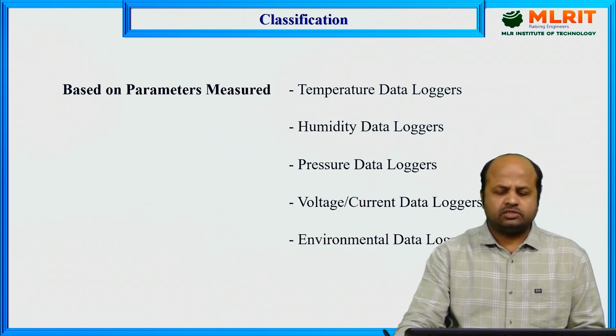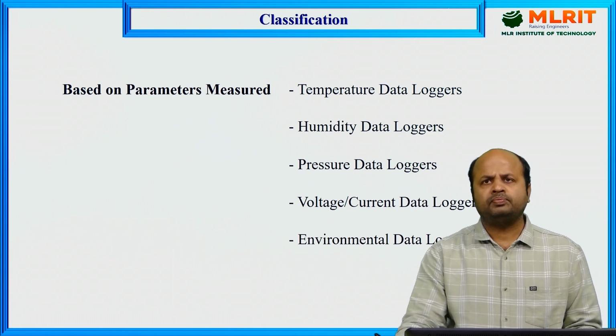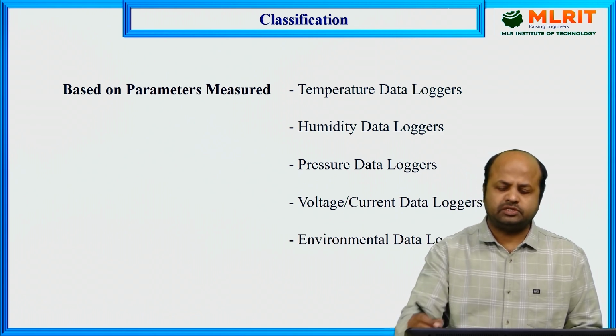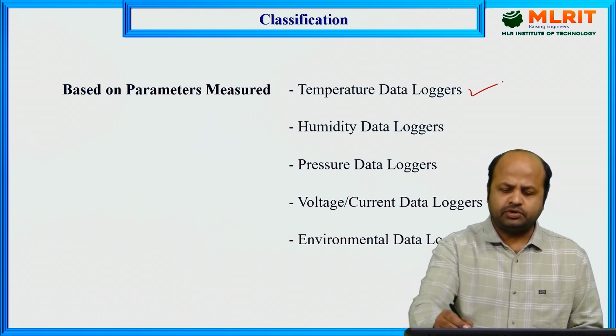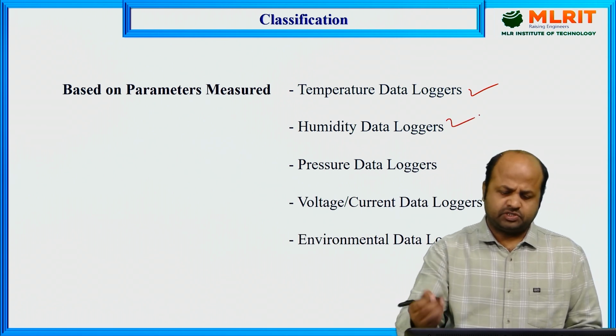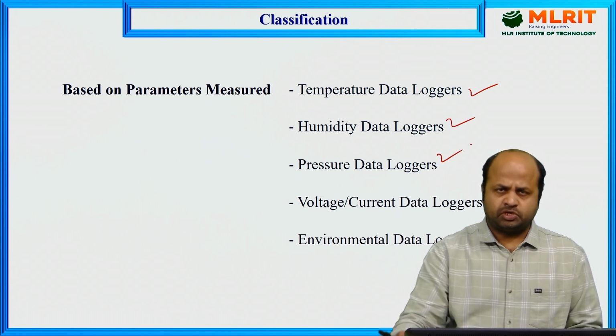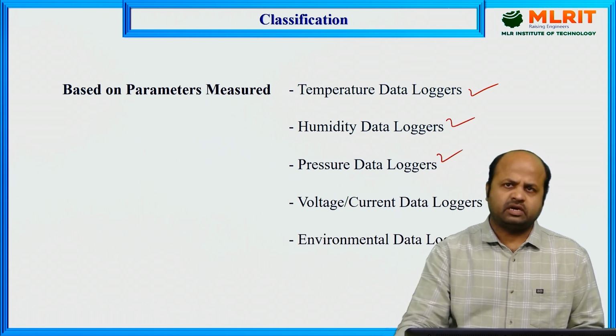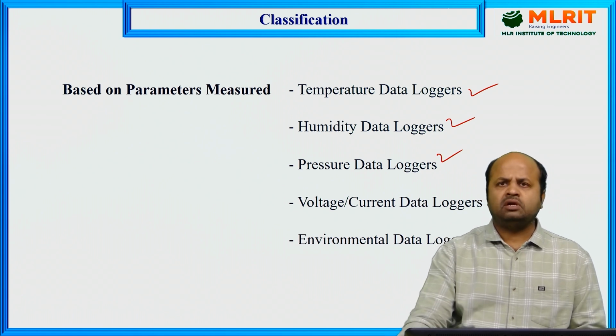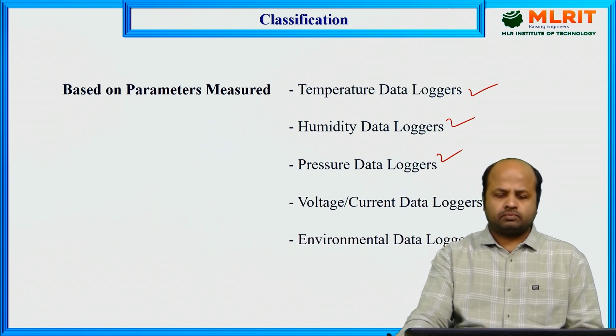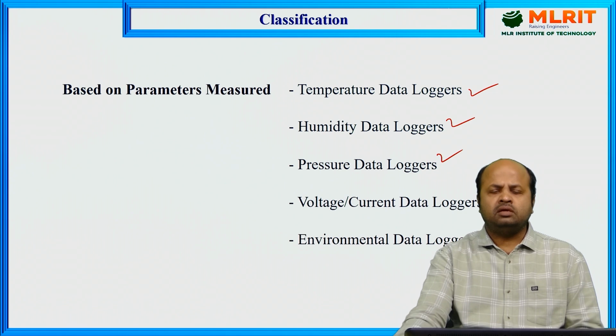So classification. There are various types of data logger. First, temperature data logger, humidity data logger. There are pressure type data loggers which will record the pressure of the environment, voltage and current data logger, environmental data logger. So these are basically five types of data loggers.